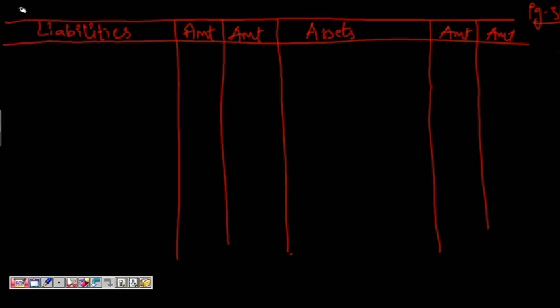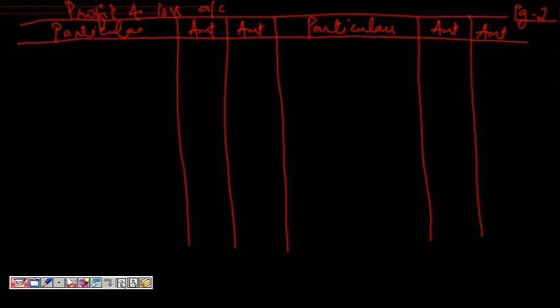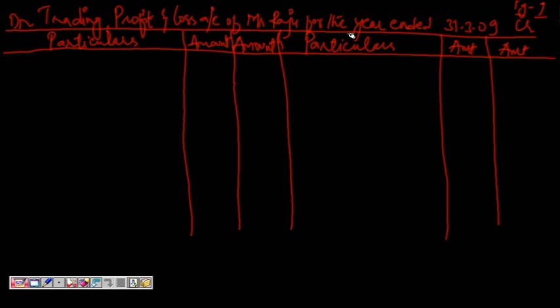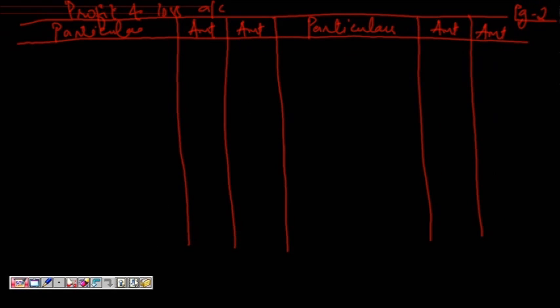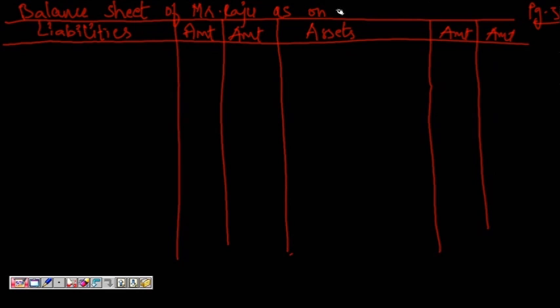Now even give the heading of balance sheet, that is balance sheet of Mr. Raju as on. See, in trading and profit and loss account, those are accounts, this is a statement. That's the reason there we write, here we have written for the year ended, clear. But in balance sheet we will write as on, because it is a statement. So balance sheet of Mr. Raju as on 31st March 2009.